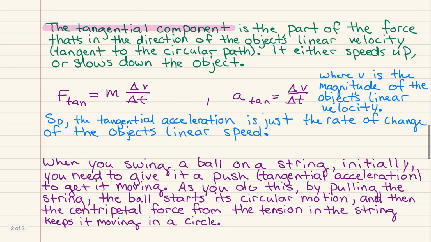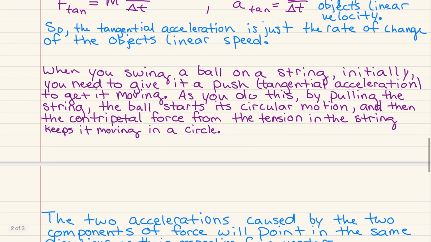Because of this, when you swing a ball on a string, initially you have to give it some push, tangential acceleration, to get it moving. As you do this, by pulling the string, the ball starts its circular motion, and then the centripetal force from the tension in the string can keep it in a circular path.